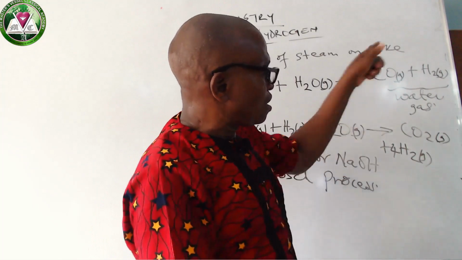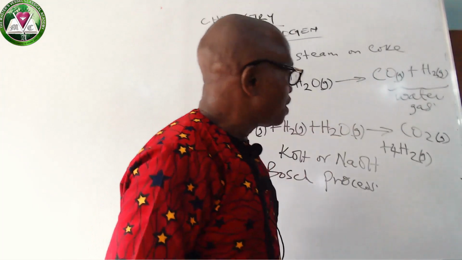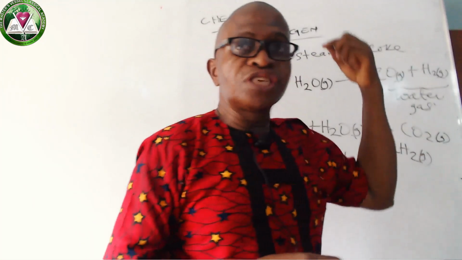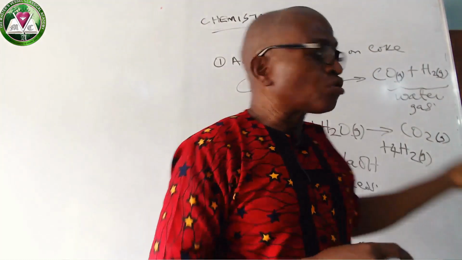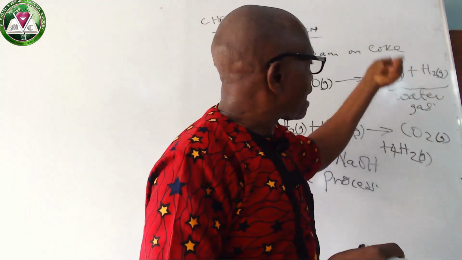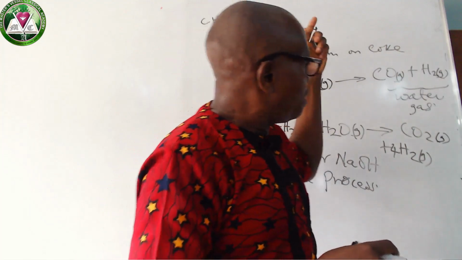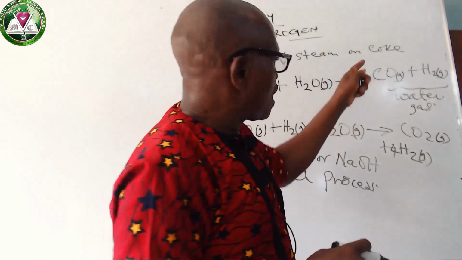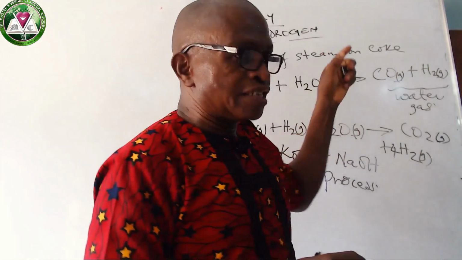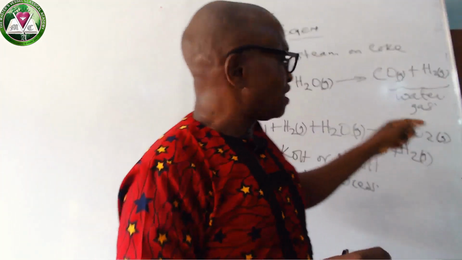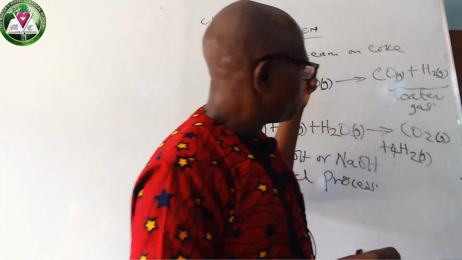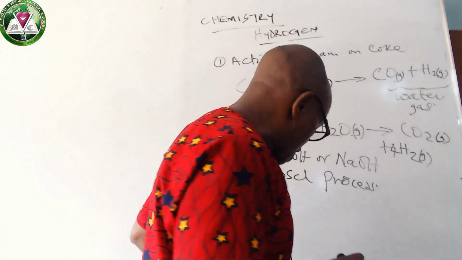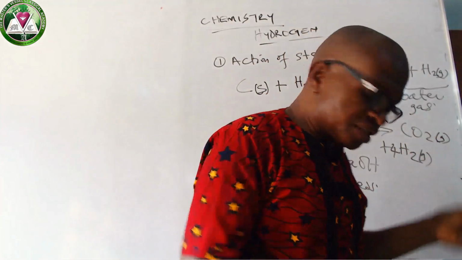All right, let me leave it when I explain the next method. I'll mention it. Because you will see that water gas contains CO and hydrogen gas. You still have what we call synthesis gas. It contains carbon monoxide and hydrogen. But the difference is that in synthesis gas, you have 3 moles of hydrogen. This one is 1:1, that is 1 mole to 1 mole. But that of synthesis gas is 1 mole to 3 moles. When we go to the next method, you will see synthesis gas.